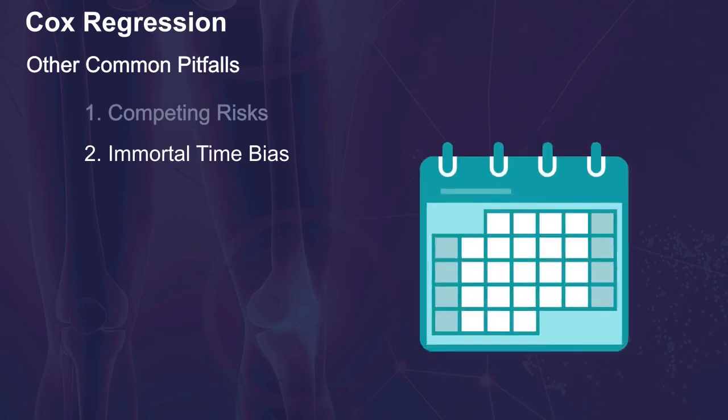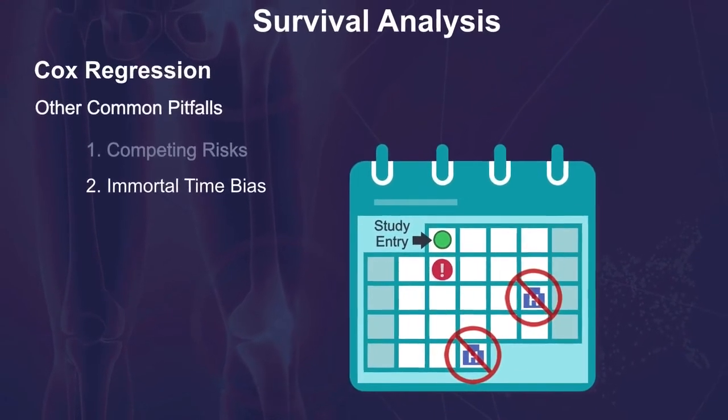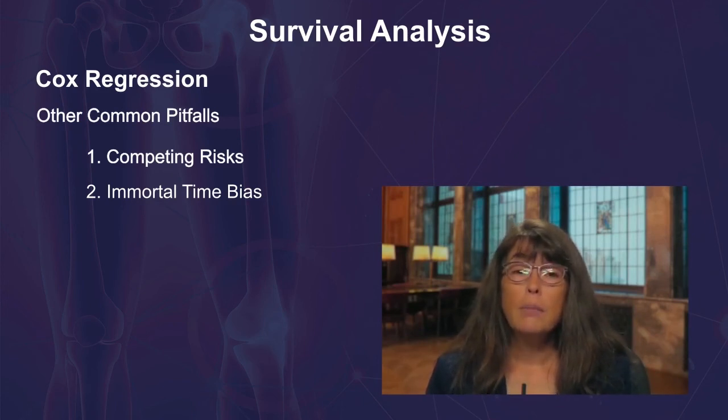Immortal time bias involves using future information as if it were known at study entry. To avoid immortal time bias, covariates used to divide patients into groups for Kaplan-Meier analyses or used as baseline covariates in Cox models must be known at baseline or study entry. It is incorrect to use future knowledge, such as hospital days or the presence of a staged bilateral arthroplasty, as if they were known at baseline. These two issues are very common in the orthopedics literature, and both competing risks and immortal time bias are explained in more detail in other videos in this series.